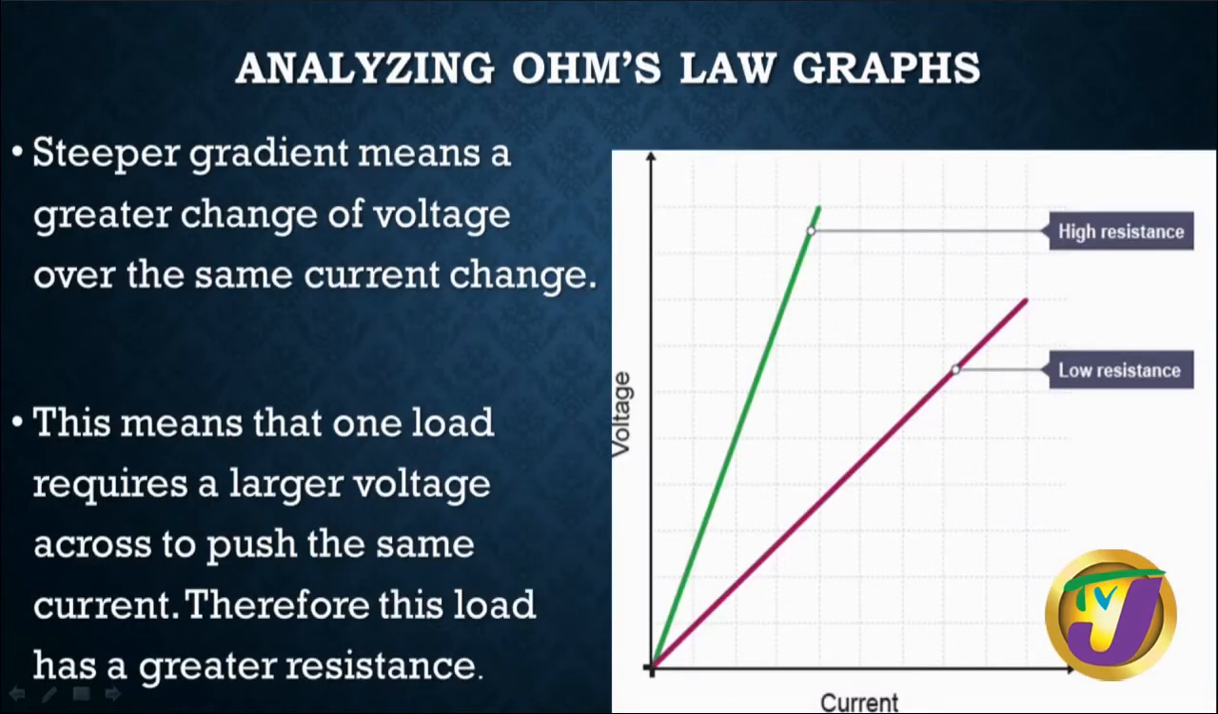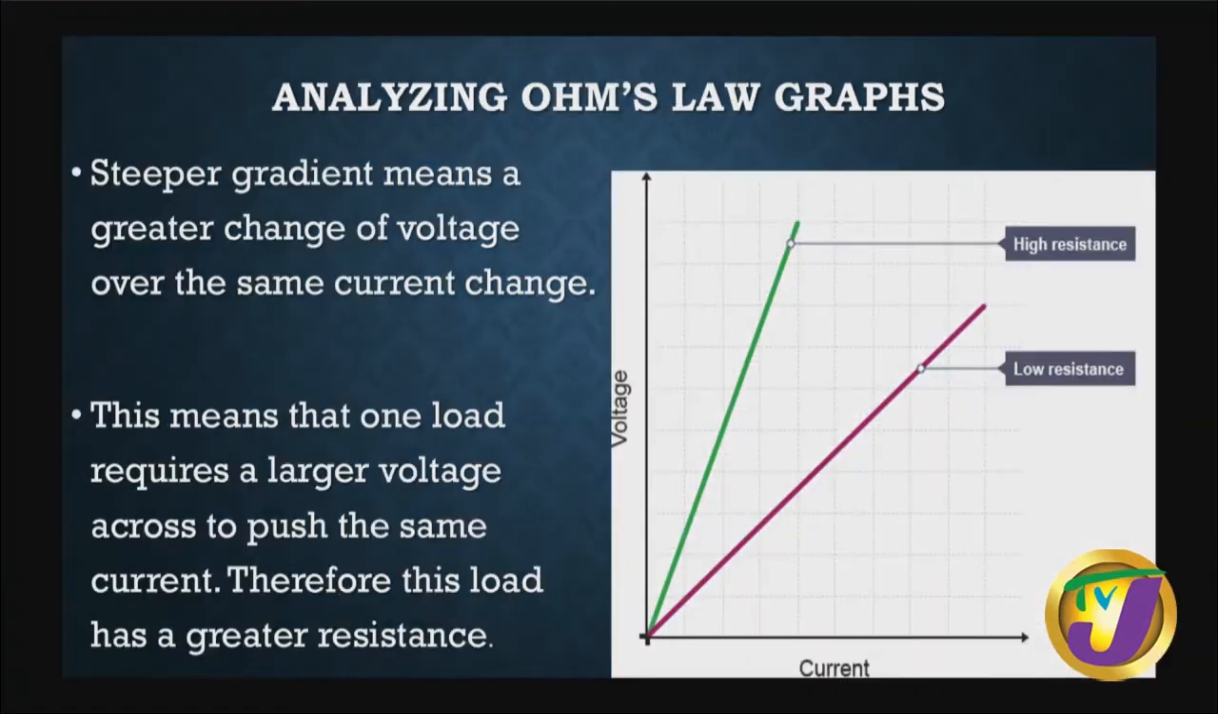All right. Now, looking at Ohm's law in a little bit more detail. A steeper gradient means a greater change of voltage over the same current. This means that one load requires a larger voltage across it to push the same current. Therefore, this load has a greater resistance.